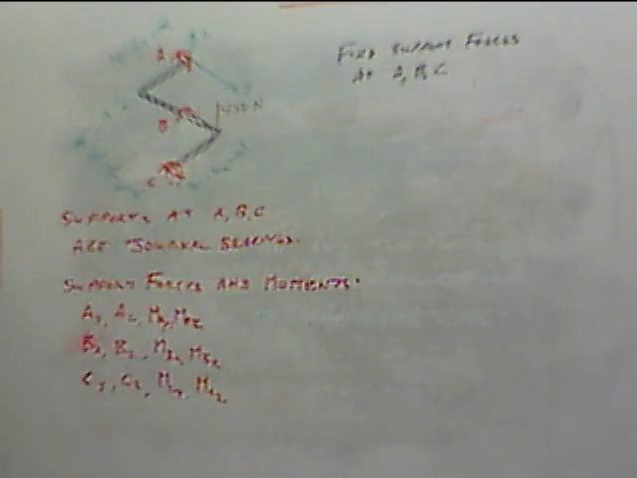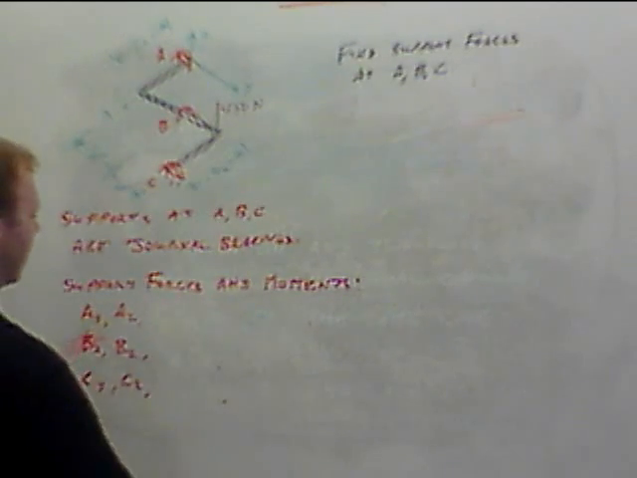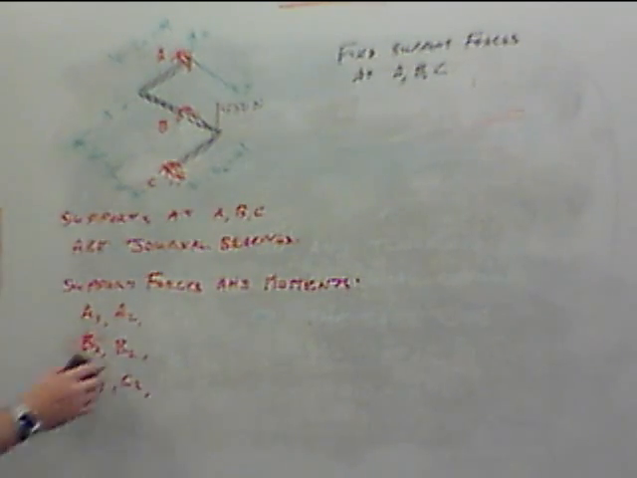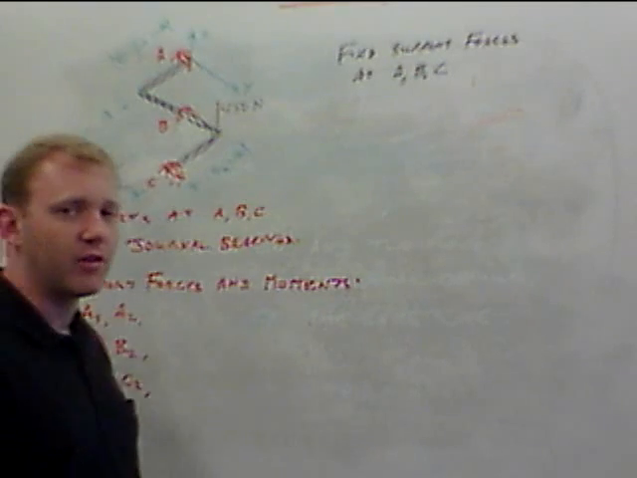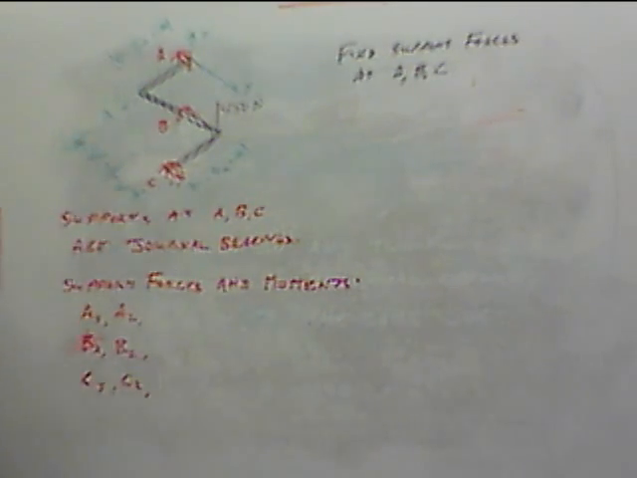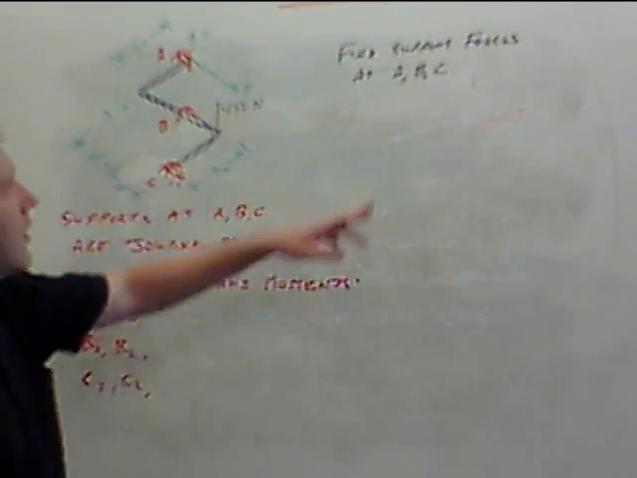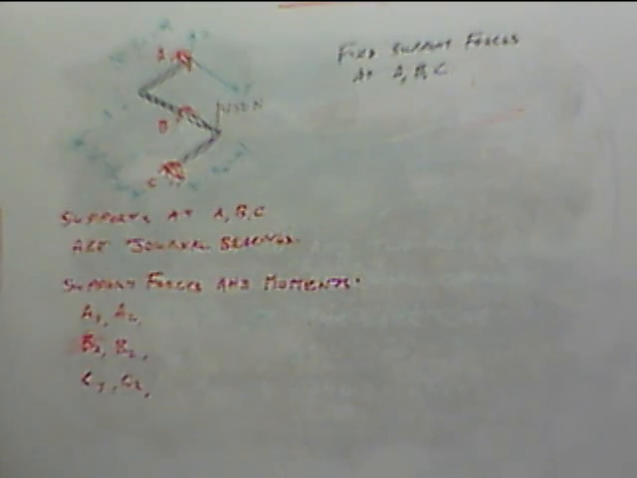Okay, so we have a total of 12 support forces and moments. But we're only looking for the support forces. So we can immediately just drop these. You're not often going to be looking for moments. If you're not asked to find support moments, assume you're not required to. So finding support forces allows us to work with just 6 unknowns, and the good news is we have 6 equations.